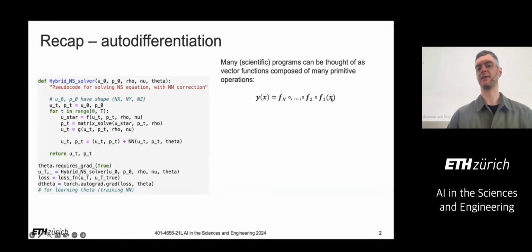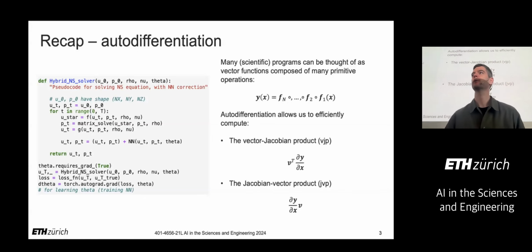So we take some vector x as input, apply lots of functions sequentially, and then we get our vector y as output. And we call these intermediate functions primitive functions. Even though we have lots of complicated matrix solves and other things in this example, the hybrid Navier-Stokes solver that we were looking at, we can pull those down to their very primitive operations. So they're usually things like multiplications, divisions, trigonometric transforms, etc. So n here is usually a very, very large number.